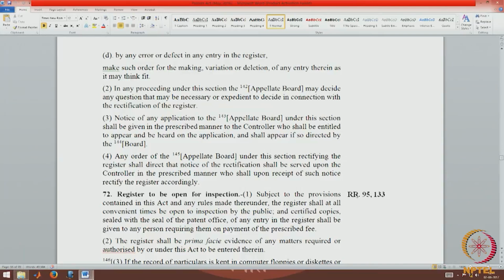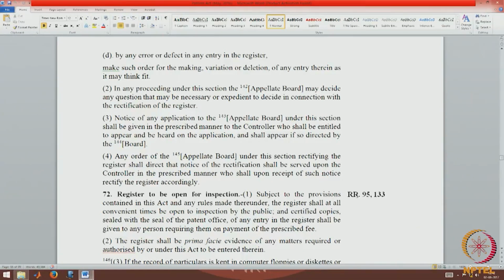directed by the board. So a notice of any rectification, because for the simple reason the controller is the person who is in charge of the register. Every notice, every application for rectification of register, though it is done by the appellate board, a notice has to be issued to the controller so that the controller is kept in loop. And the controller can appear, or the appellate board can insist on the controller to appear. The controller need not appear personally in most cases. A representative of the controller can also appear in the IPAB.